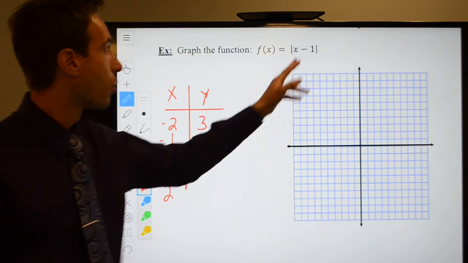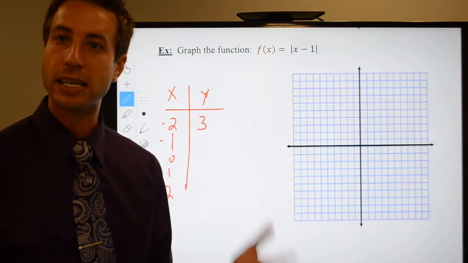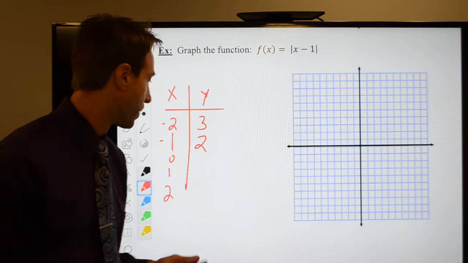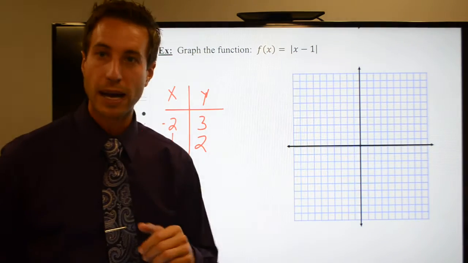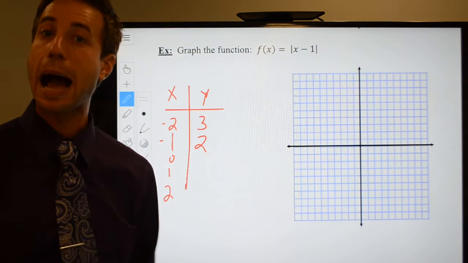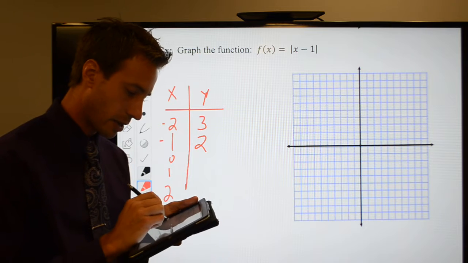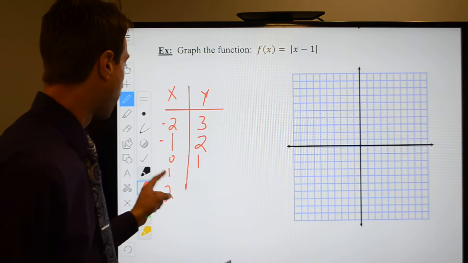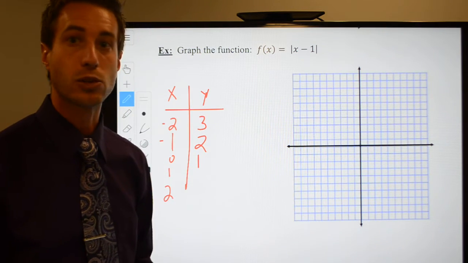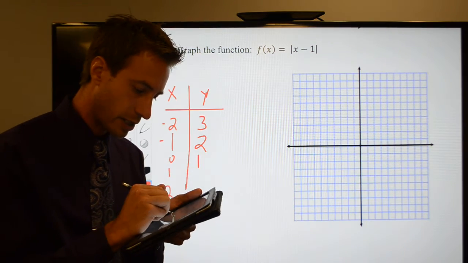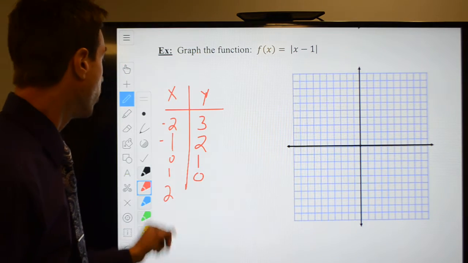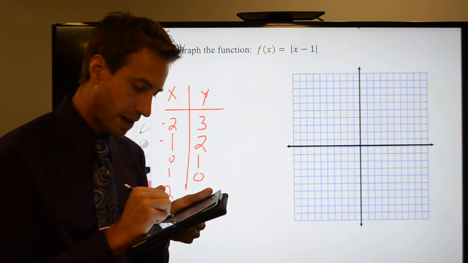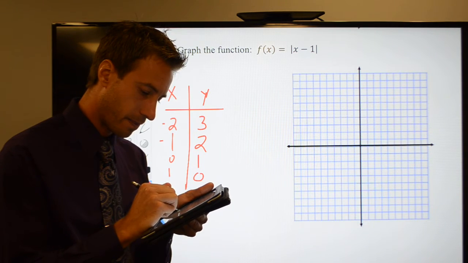I'm going to take a -1, I'm going to plug it in. -1 minus 1 is going to be a -2. Take the absolute value, that's 2. Plug in a 0. 0 minus 1 is a -1. Take the absolute value and you get 1. Okay, let's see here. I plug in a +1. 1 minus 1 is 0. The absolute value of 0 is 0. I plug in a 2. 2 minus 1 is 1. Absolute value of 1 is 1.